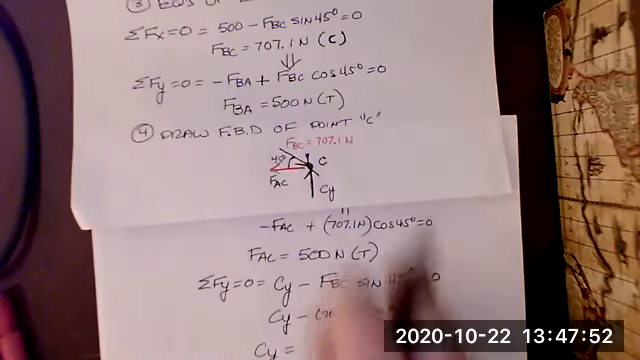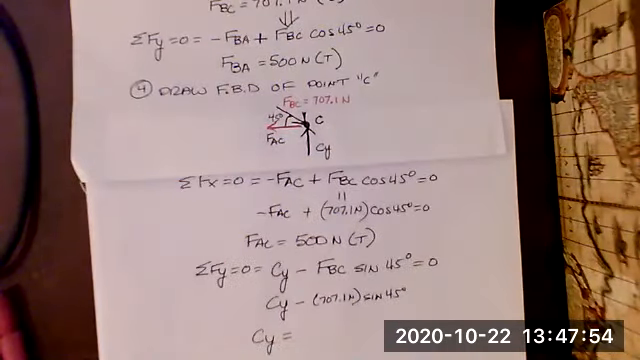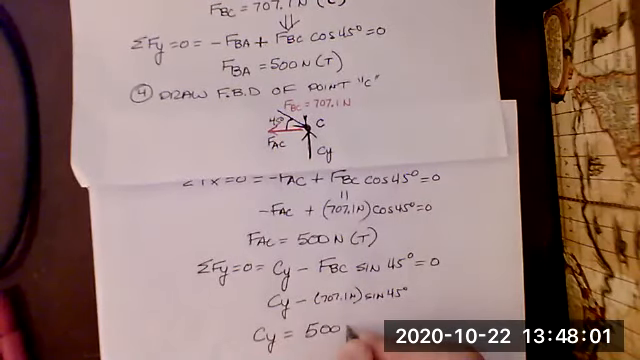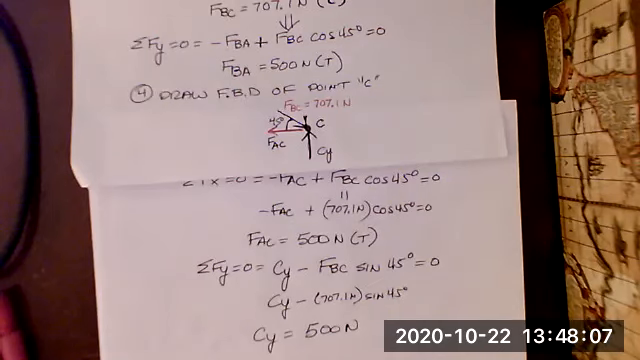CY equals what? 500. 500. A lot of 500s here today, huh? Yep. Okay. All right. So the last joint, A, is pretty easy actually, because now you can.